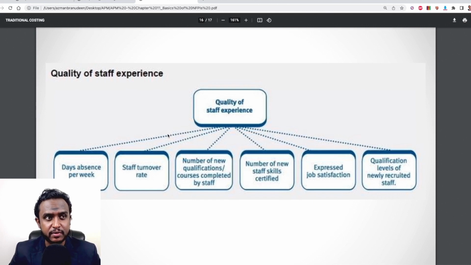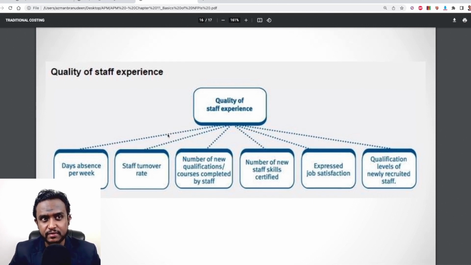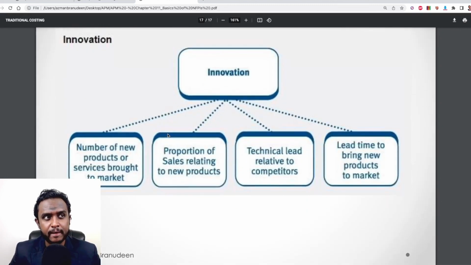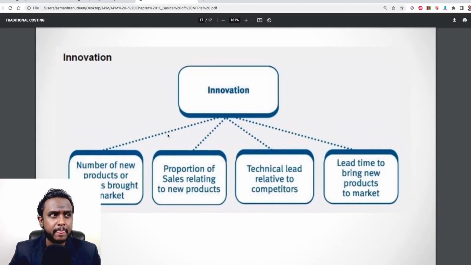Quality of staff experience: days of absence per week, staff turnover, number of new qualifications or courses completed by staff, number of new staff skills certified, expressed job satisfaction, qualification levels of newly recruited staff. And innovation: number of new products or services brought to market, proportion of sales relating to new products, technical lead relative to competitors, lead time to bring new products to market, etc.